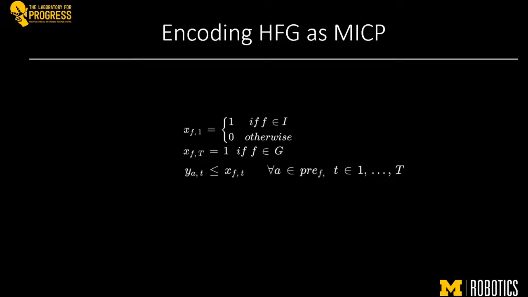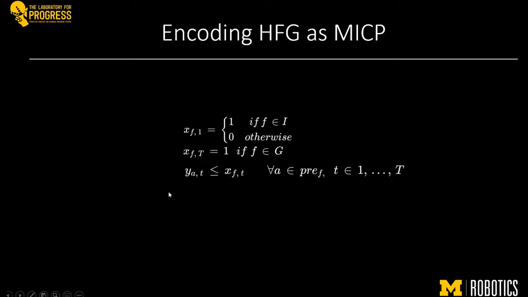And the next constraint is the precondition constraint. It basically says that if the action A comma T is executed at time T, then its precondition x of f comma T should also be true. Here A is a member of pre-F, which means all of the actions that have the fact F as a precondition. This is a way of encoding logical implications as inequalities. If I have a marker, I could probably test this out.